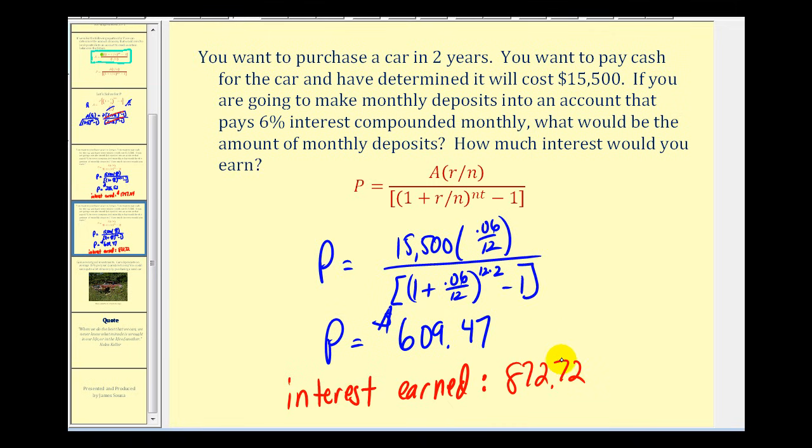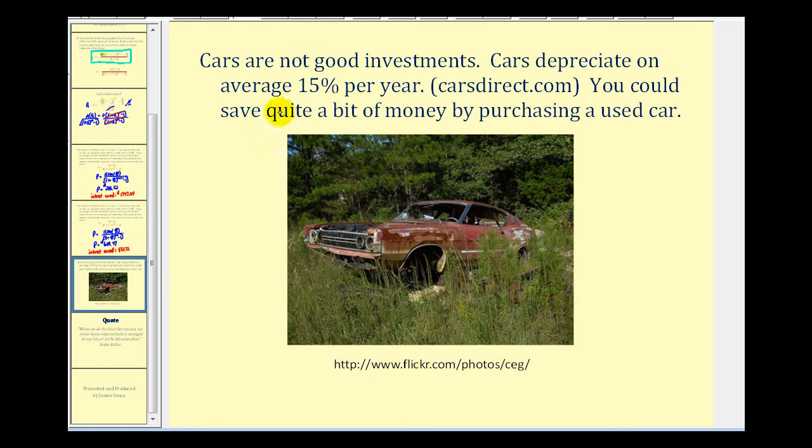So this really begins to illustrate the power of compounded interest. As you probably all know, cars are not a very good investment. Cars depreciate on average of 15% per year, according to carsdirect.com. So really you could save quite a bit of money by purchasing a used car instead of a brand new car. Maybe not this car pictured here, but you probably could save a considerable amount of money.